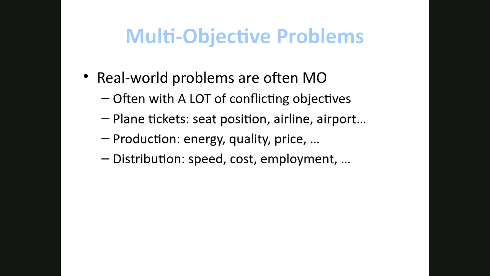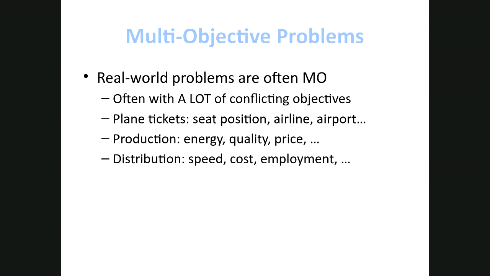For example, if you are producing some kind of good, you can take into account the energy consumption and the quality and the price and the speed that you are producing stuff at. And you will find that many of those objectives are conflicting, meaning that if you want to improve quality, you need to spend more energy, more time. The price gets higher, so it's tricky.